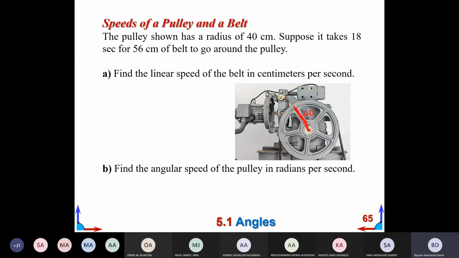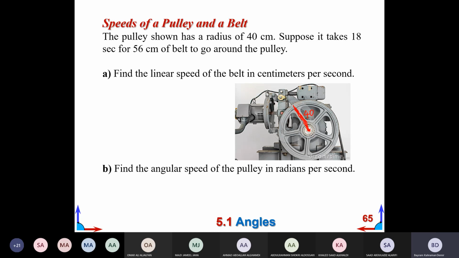Now understand the sentence properly. Suppose it takes 18 seconds for 56 centimeter of belt to go around the pulley. So the belt is going to be around the pulley, so it will be an arc. Arc length. How much is the length of the belt? 56 centimeter belt will be arc. So how much time does it take? It takes 18 seconds.